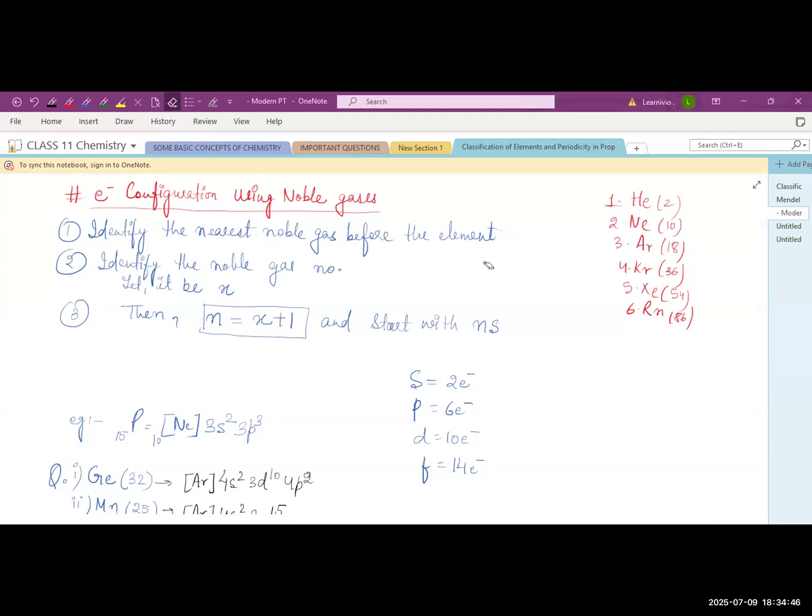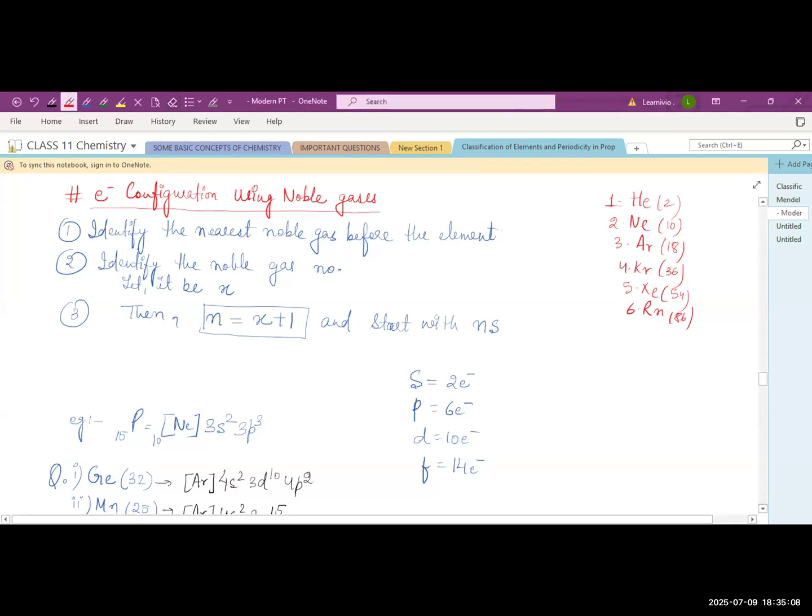Okay, let's first understand how to write down the electronic configuration using noble gas. I will discuss some trick, so it will be easier for you to write down the electronic configuration using noble gas.